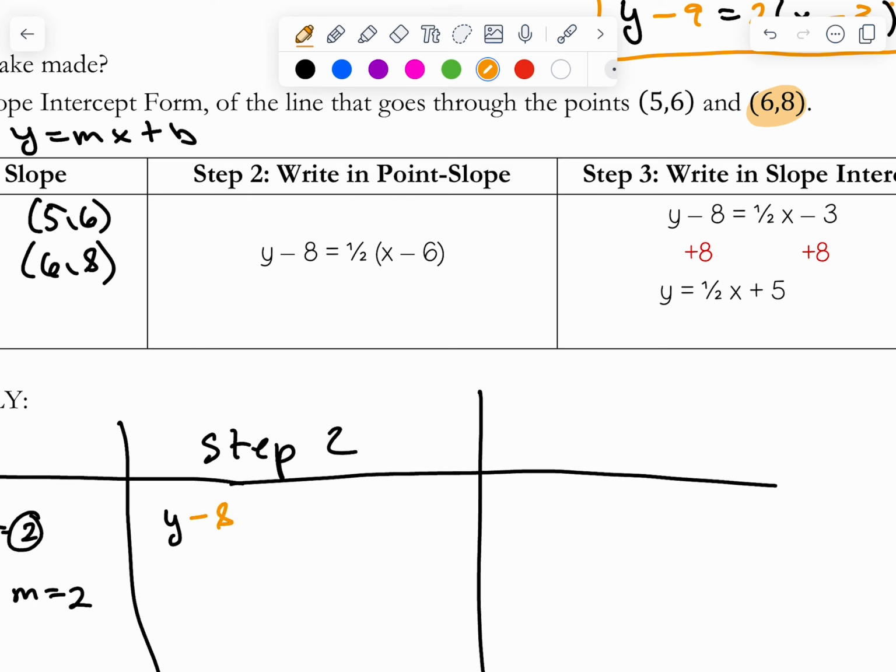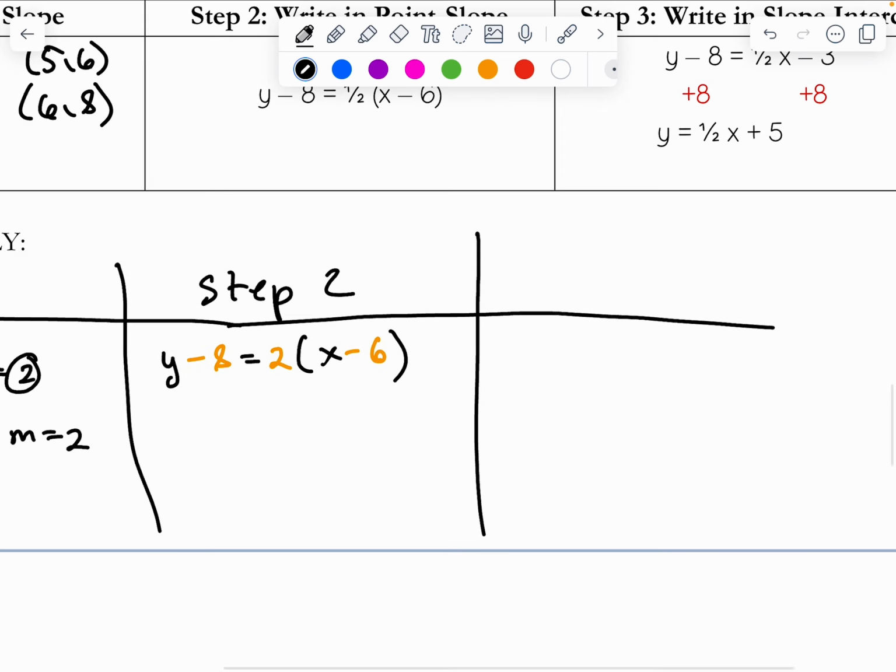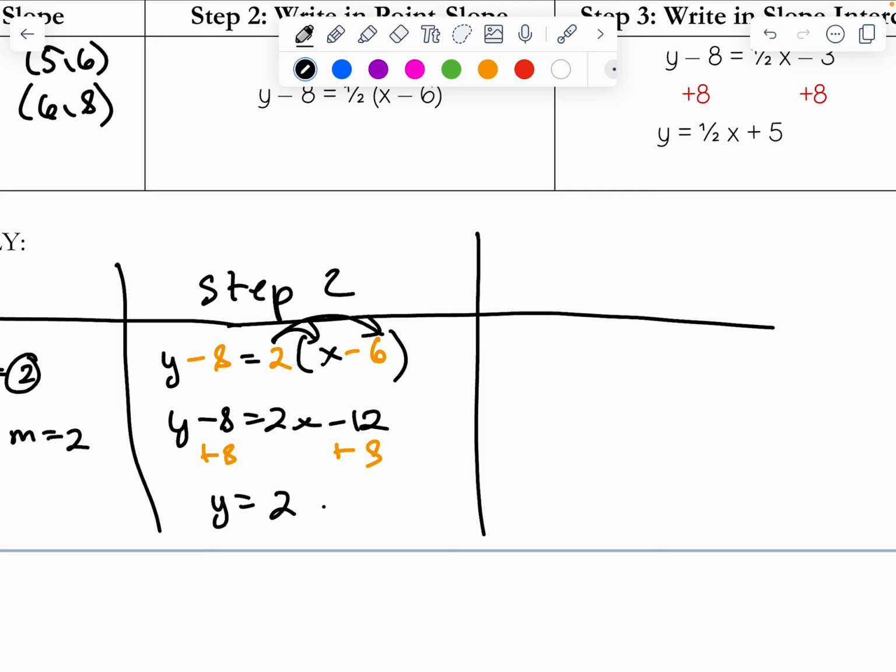Because we have a positive y1, we're going to write in -8. And then this is my slope. They have a positive 1 over 2, but we've already established that the slope has to be 2. And we're going to write in 6, -6. Awesome. Now we follow their math. We're going to go ahead and distribute. Y minus 8 is equal to 2x minus 12. And my last step is to add 8. So my final equation is going to be y equals 2x plus 4.